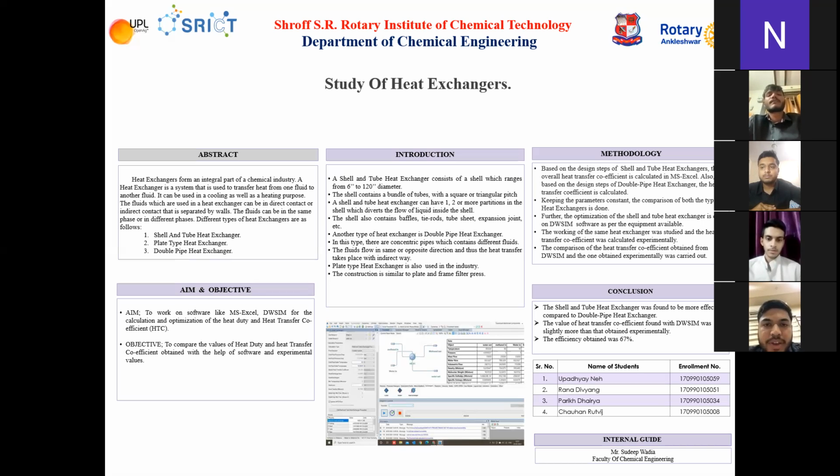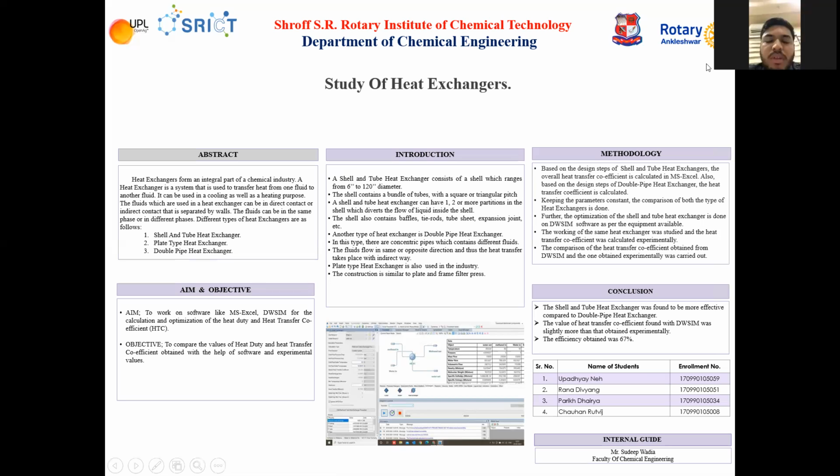In this final project, first of all, we developed the heat transfer coefficient and other different parameters on an Excel sheet, and then by applying equations in the Excel sheet, we obtained the heat transfer coefficients of the shell and tube heat exchanger and the plate type heat exchanger for the same product. We have taken benzene and water for the calculation.